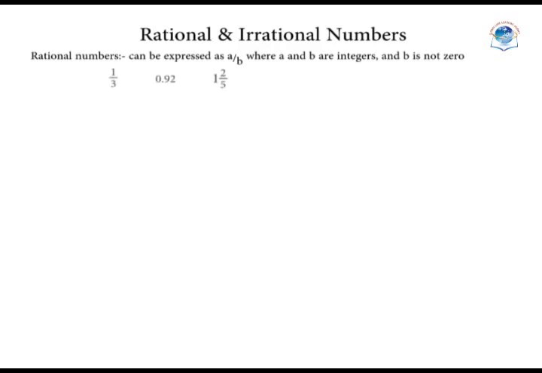Rational and irrational numbers. Rational numbers are numbers that can be expressed in the form of a over b, where a and b are both integers and b must not be 0. Consider the following numbers: 1 over 3, 0.92, and 1 and 2 over 5. Each of these numbers can be expressed as a fraction, that is 1 over 3, 92 over 100, and 7 over 5.